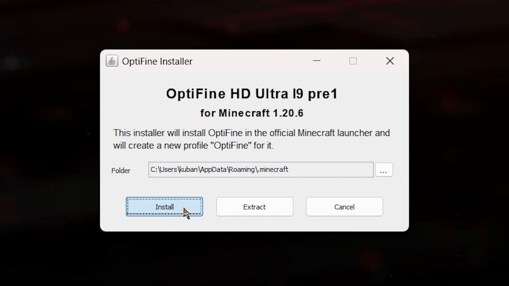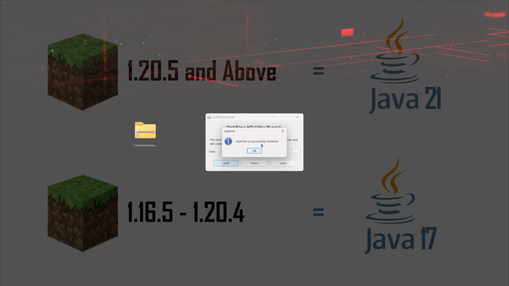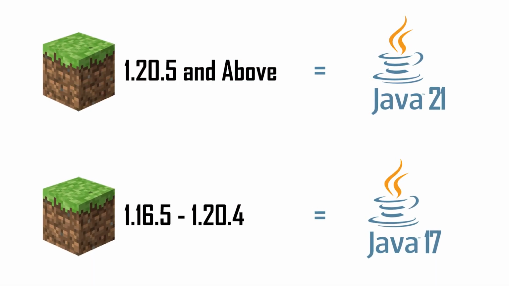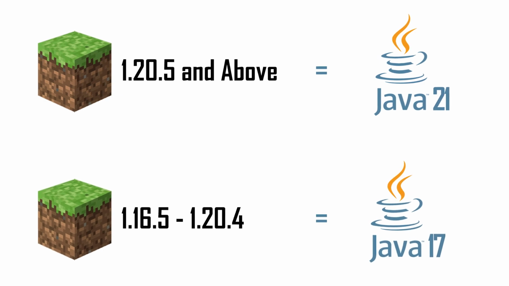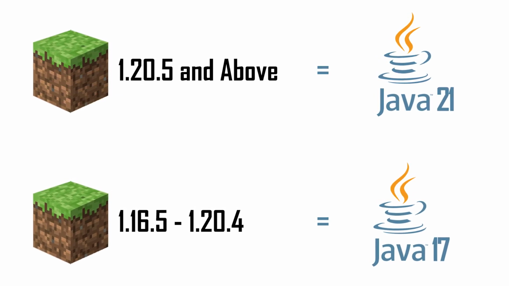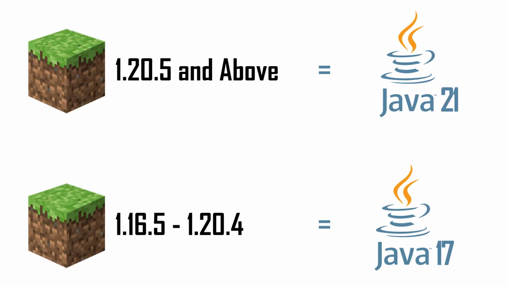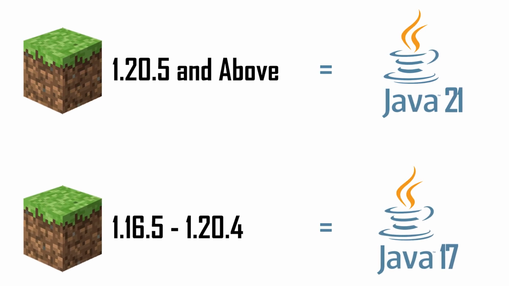Now, if for any reason the Optifine installer didn't come up, that is because you need Java 21, guys. I'm tired of saying this in every tutorial, but any mod or any jar file or any Optifine or Iris or whatever you're trying to install for Minecraft above Minecraft 1.20.5 will require you to have Java 21 on your computer. And no, I'm not talking about Minecraft Java.